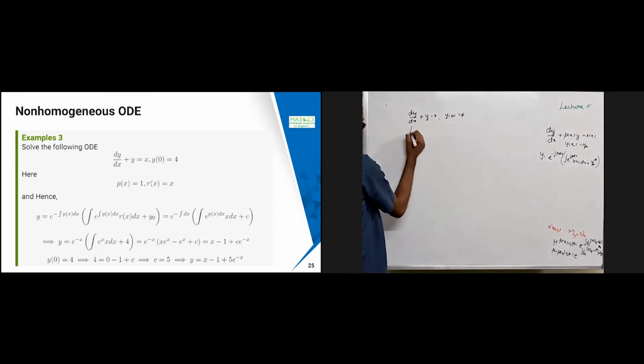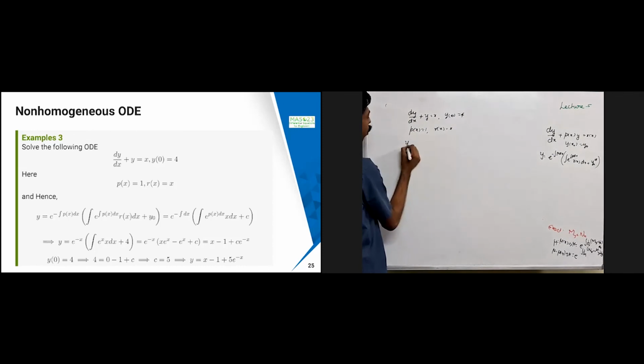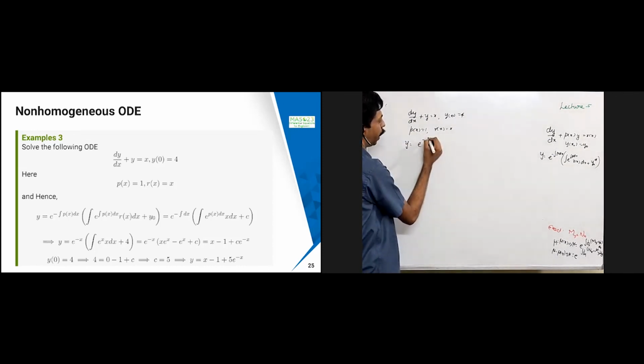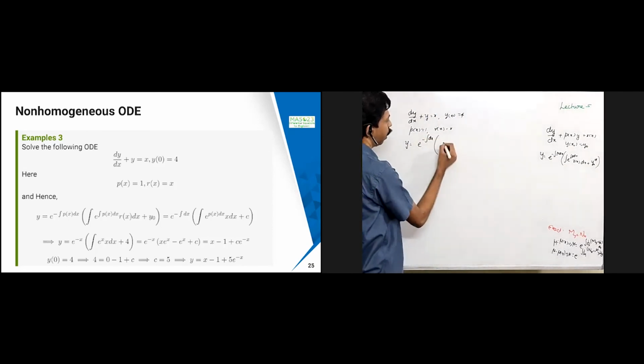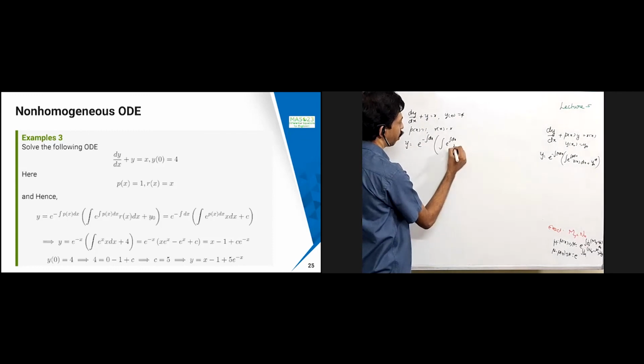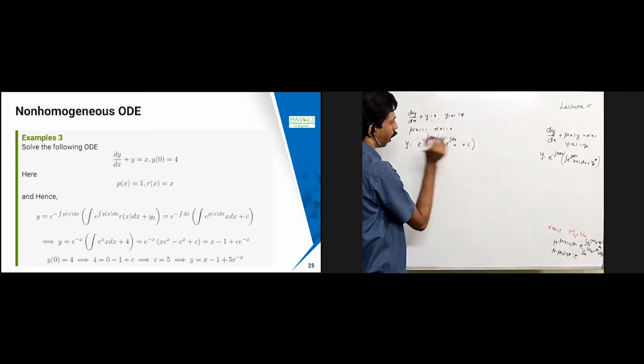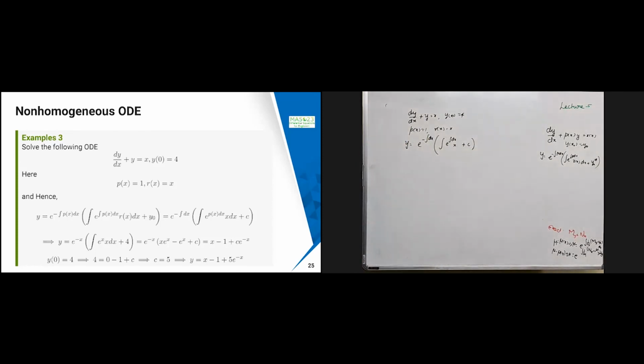So what is p of x here? P of x is 1 here, r of x is x here. So I can substitute over here. So y is going to become e power minus integral p dx, into integral e power p dx, which is e power x, into r of x, which is nothing but x, plus some constant. So this is not going to become 4. You are going to get some different constant over here.